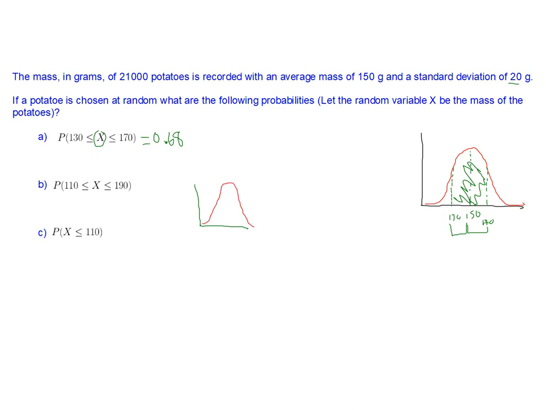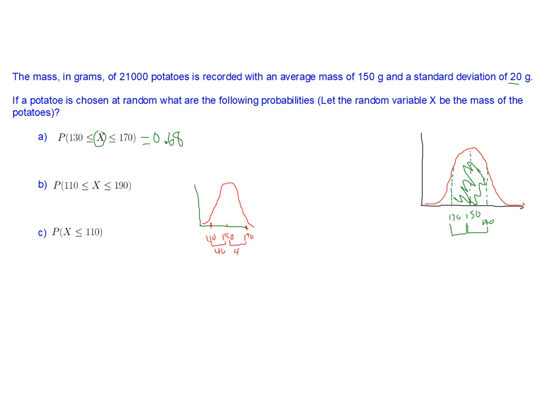We had our mean at 150. We want to go all the way out to 190 and down to 110. Notice the difference from here to here is 40, and the distance from here to here is also 40.